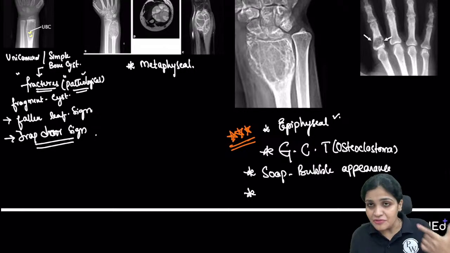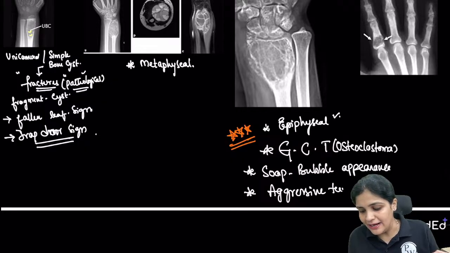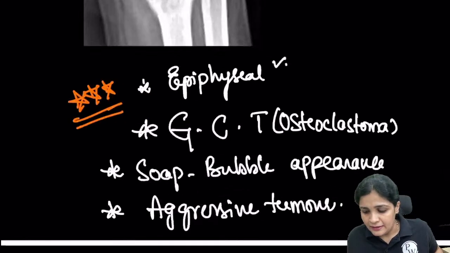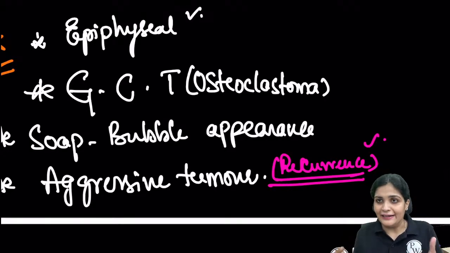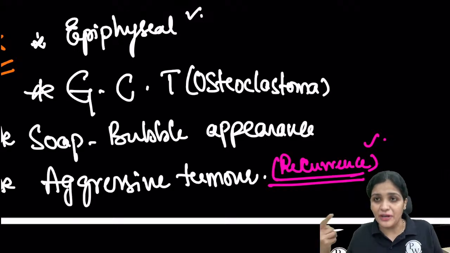So before telling the treatment, you have to remember one more thing. What is it? This tumor is supposed to be an aggressive tumor. Why is it called an aggressive tumor? What is the main problem with the GCT? There are chances of recurrence, right? It is usually recurrent. Whenever something is recurrent, something is bothering us so much, it is said to be a benign tumor, but an aggressive tumor because of this ability to recur, right?